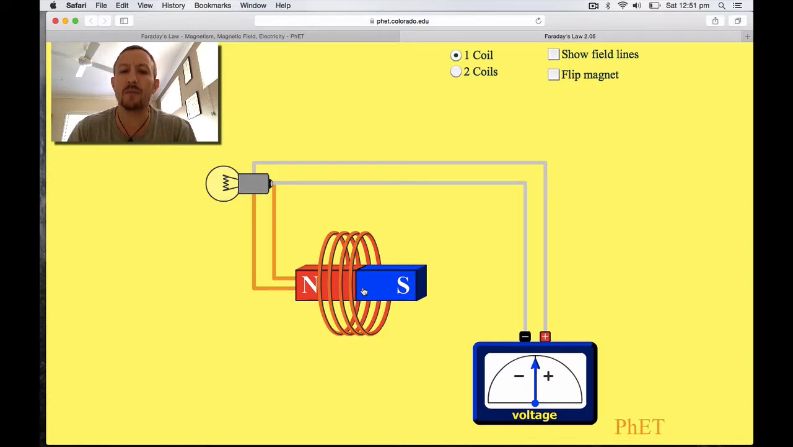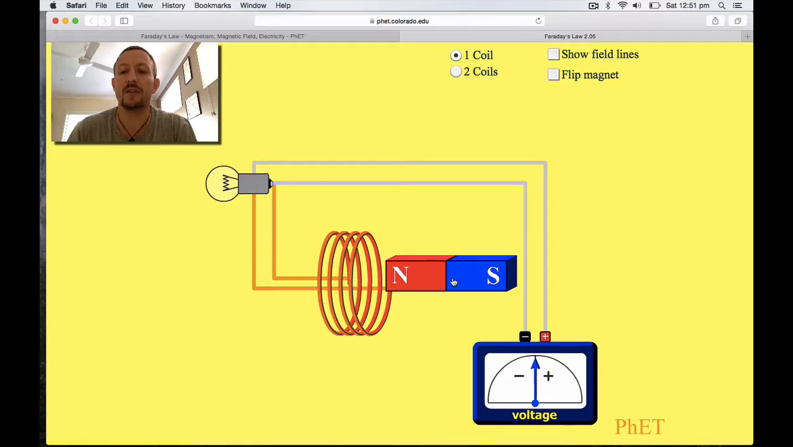Remember, when I pushed north in, it went to the positive side. Now it's stopped at 0. Look what happens when I pull it back out. It goes in the opposite direction. Now I pulled it out quickly, and you saw the light flash. The light flashed because I got a flow of current, because the electrons had energy to move from one part of the circuit to another. As it flowed across the bulb, we saw that it moved in the opposite direction.